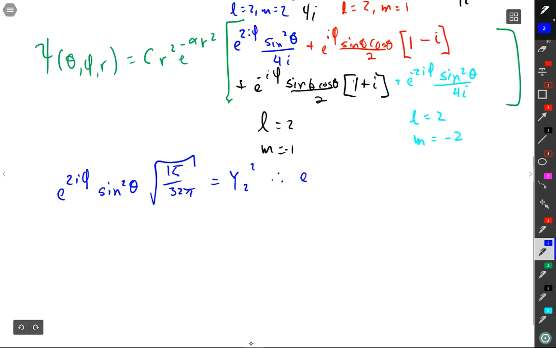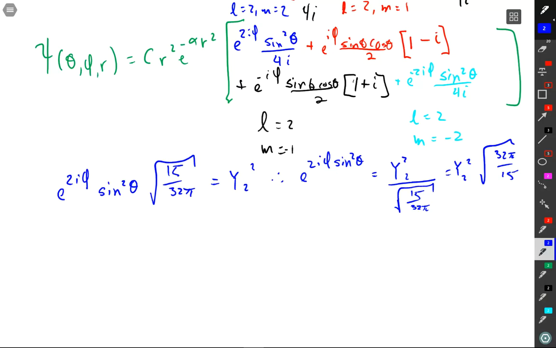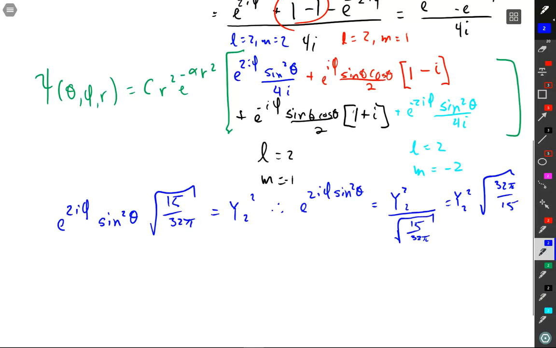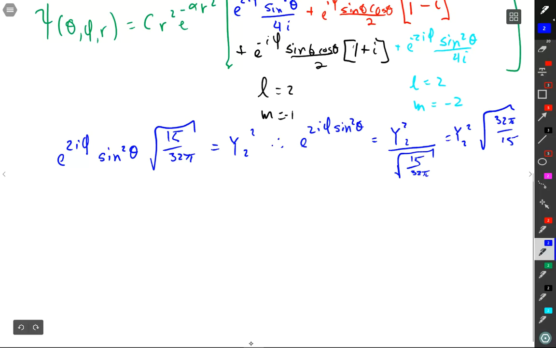Therefore, e to the 2i phi sine squared theta is equal to Y22 over... So I'm going to make that substitution. And likewise for the rest of them, using, I know you don't have this in front of you, but using this list of spherical harmonics. So what I get is, and now I'm copying from my solution rather than having to carefully reason each one out and do the math.